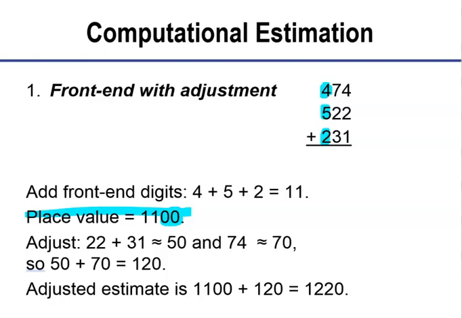Okay, then we adjust the 22 and the 31, that's about 50, and the 74 is about 70, so that's 120. But then, it says the adjusted estimate is 1100 plus 120 is 1220. But notice that we don't have an exact answer here. This really is an estimation. Okay, so we're on to estimation techniques. But we're looking at the front end, and then we're rounding, sort of rounding our ideas after that.